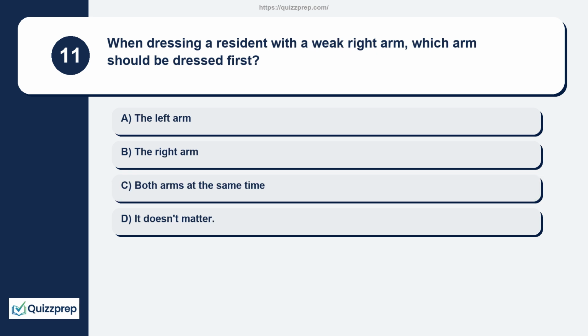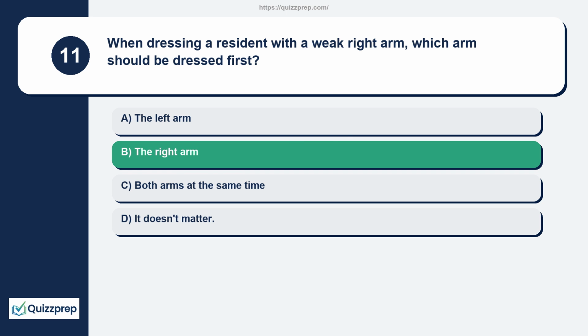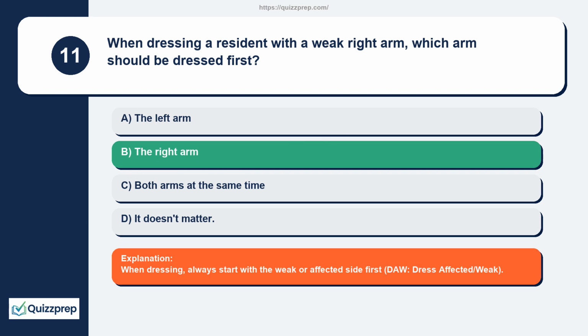Question 11. When dressing a resident with a weak right arm, which arm should be dressed first? The left arm, the right arm, both arms at the same time. It doesn't matter. When dressing, always start with the weak or affected side first.